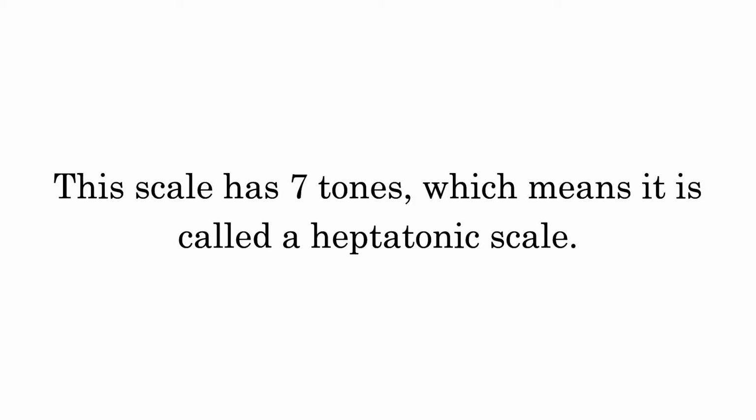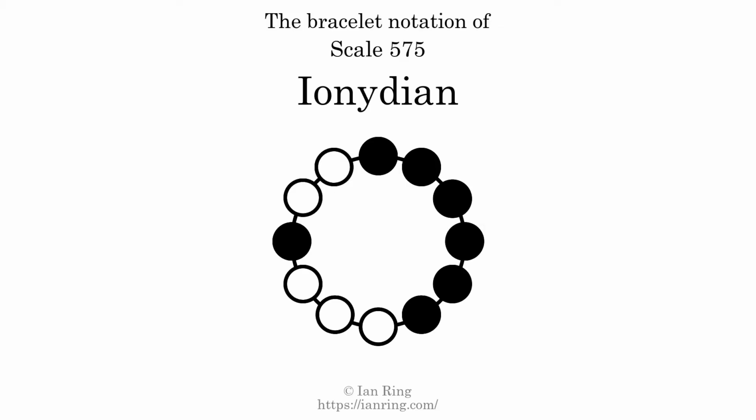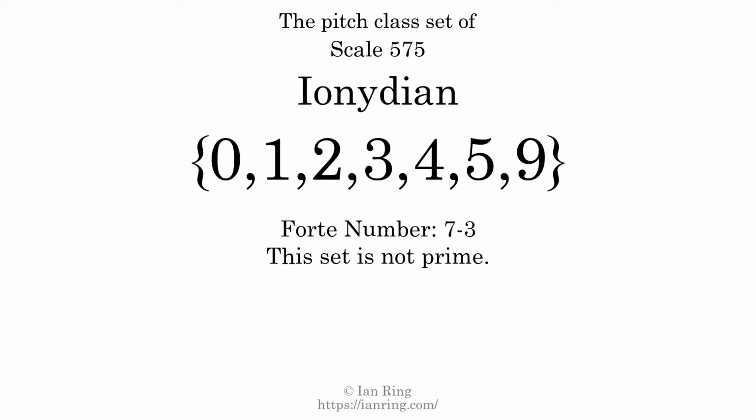This scale has 7 tones, which means it is called a heptatonic scale. This is a bracelet notation diagram of scale 575. The shaded circles represent tones that appear in the scale, and they are read clockwise, starting at the top. The pitch class set for this scale is 0, 1, 2, 3, 4, 5, 9.